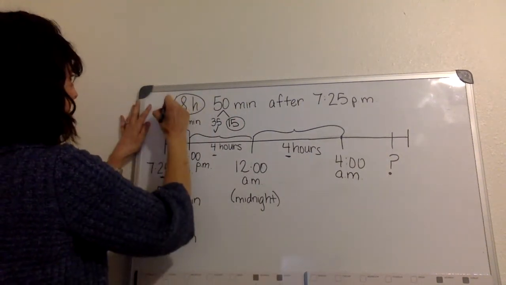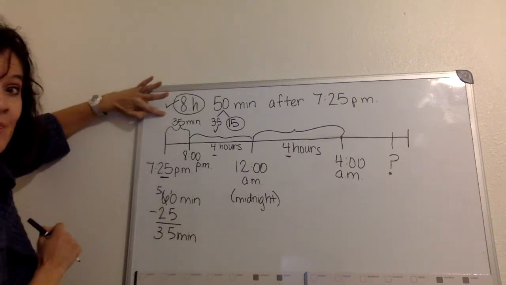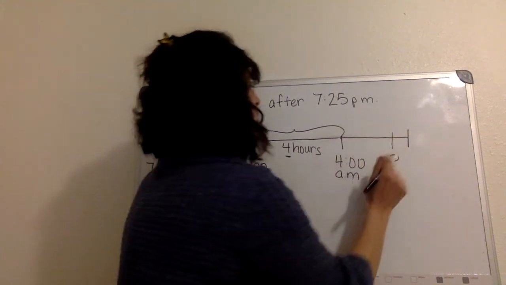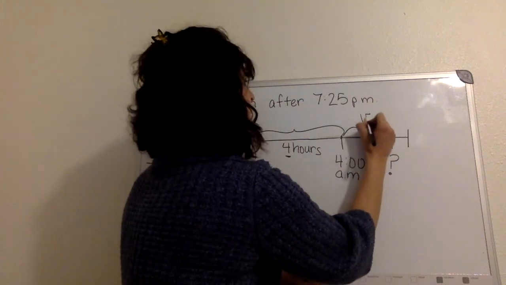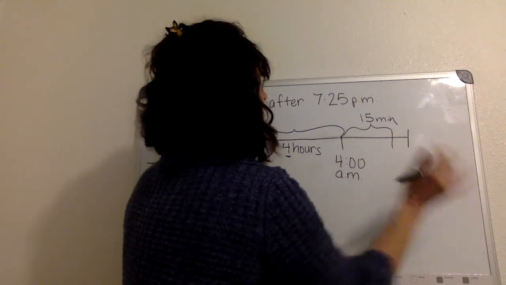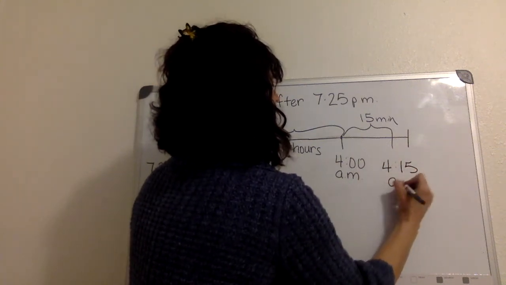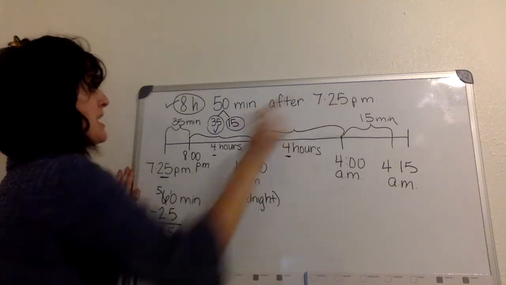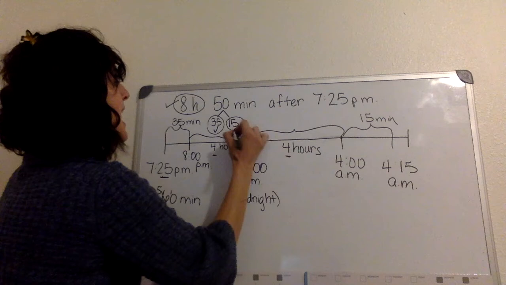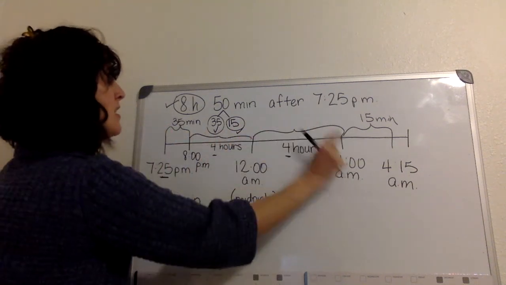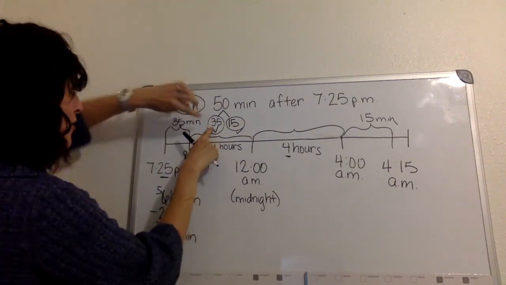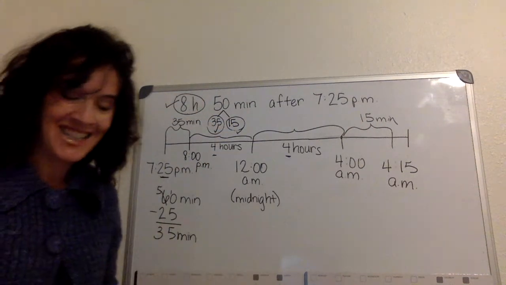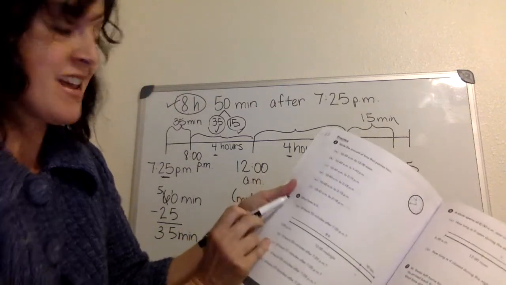Great, so now I know this is hard to read, but I've got my 8 hours done. I've got my 35 minutes done. Now I've got to do my 15 minutes. So we are going to add another 15 minutes on right to there. And this question mark will become 4:15 a.m. What time is it? 8 hours and 50 minutes after 7:25 p.m. Well, it is 4:15 a.m. I took care of my 8 hours. I divided my 50 minutes up into 35, which I took care of right here, and my 15, which I took care of right there.